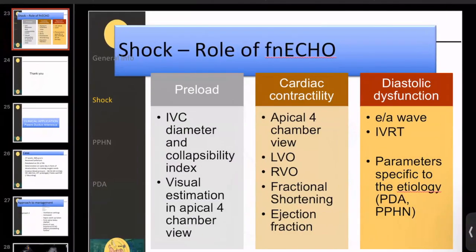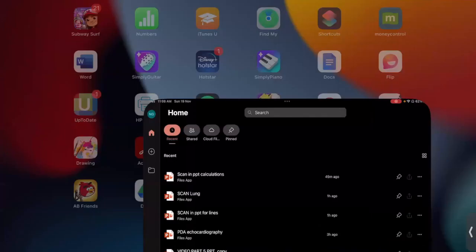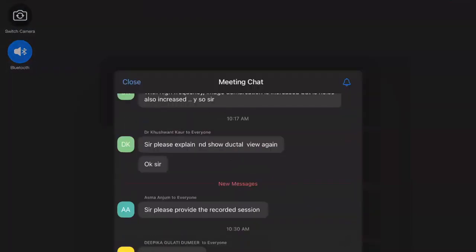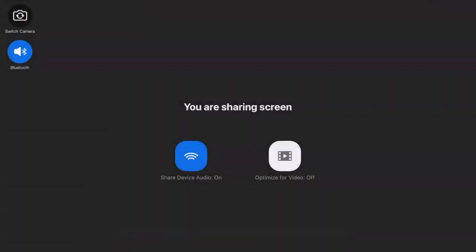Let me see if there are any questions in the chat box. Okay, the slide is not moving. I think it was moving after that session, right? So can we have questions? It was moving for me. I don't know whether it was an individual problem. There was no problem at all in the presentation. Right. So participants, can we have questions? If you have any, you can ask, please.